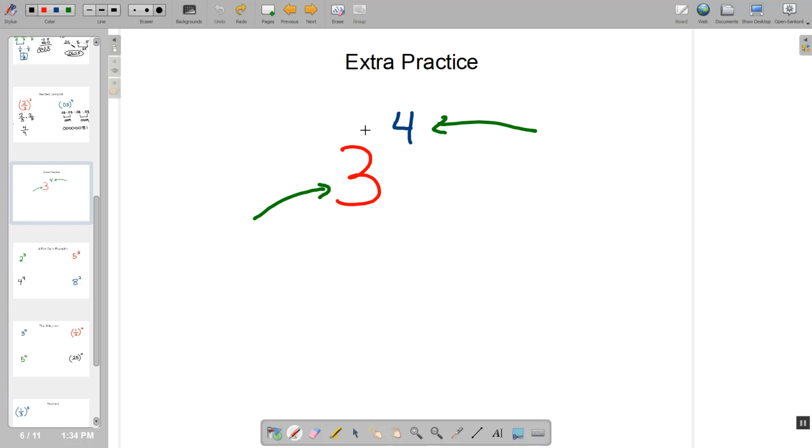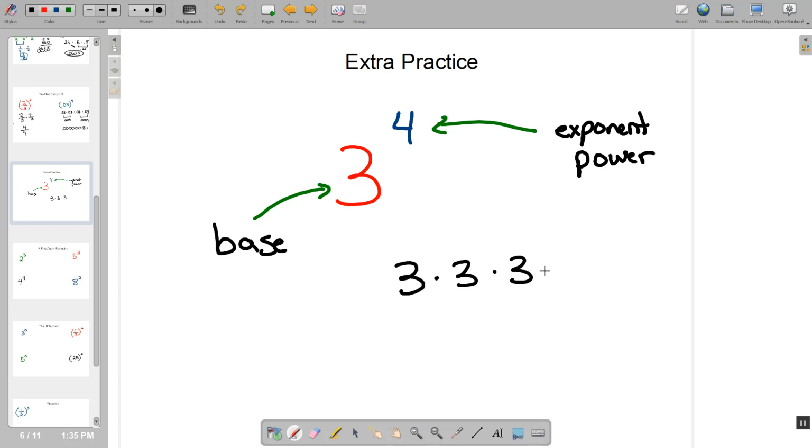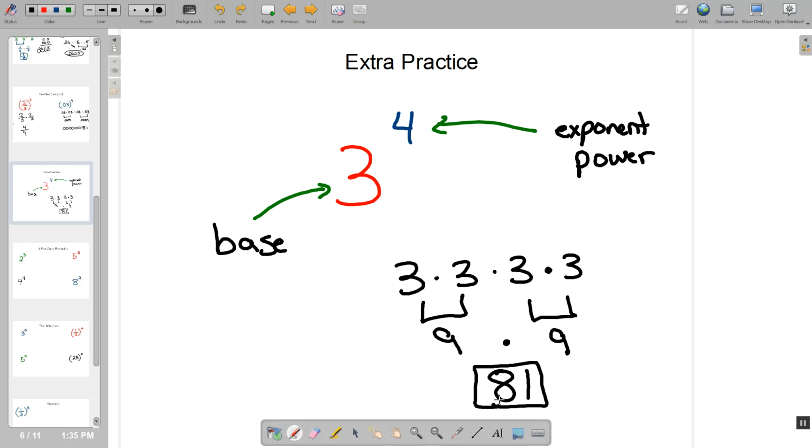As a review, 3 is the base, 4 is the exponent or the power. Therefore, in this problem, the power tells us how many 3's we multiply together. So we are going to multiply 4 3's, which would give us 9. And we can multiply them together to get 81. And we can multiply out of order like this because of the commutative property.